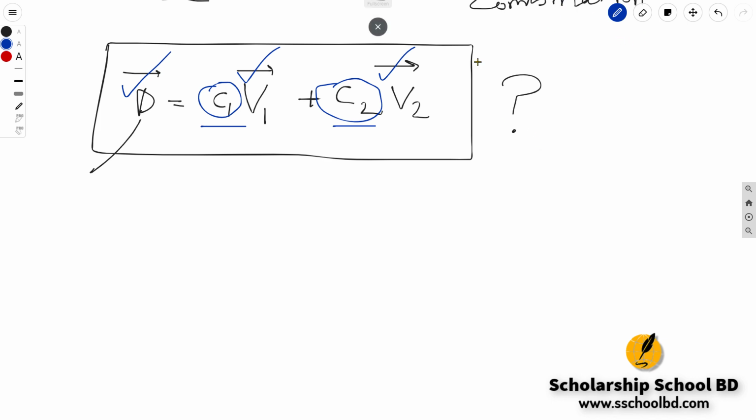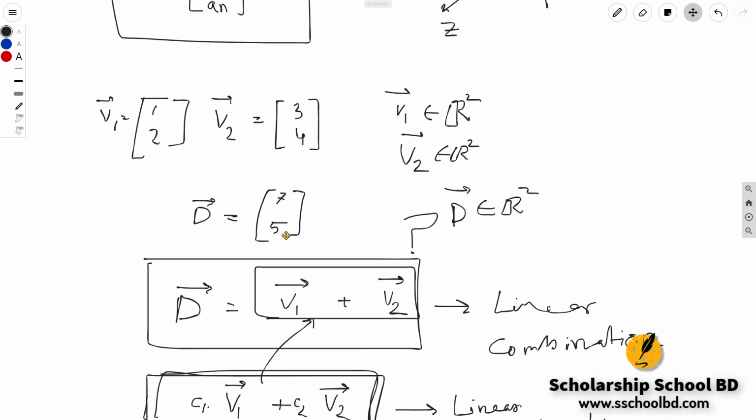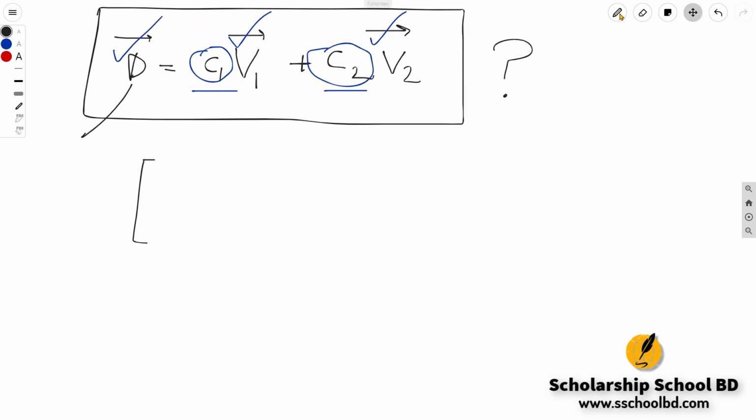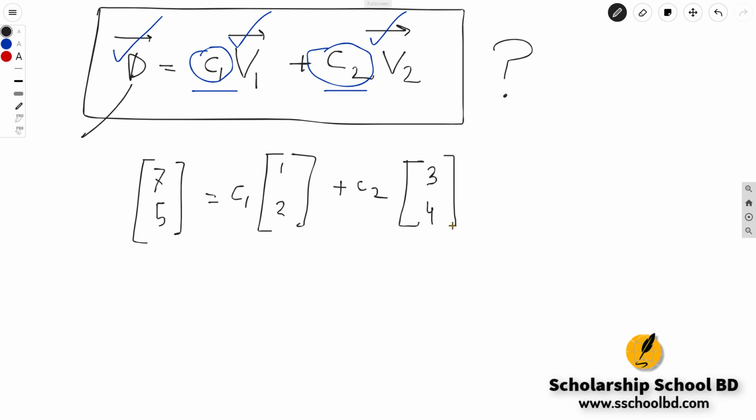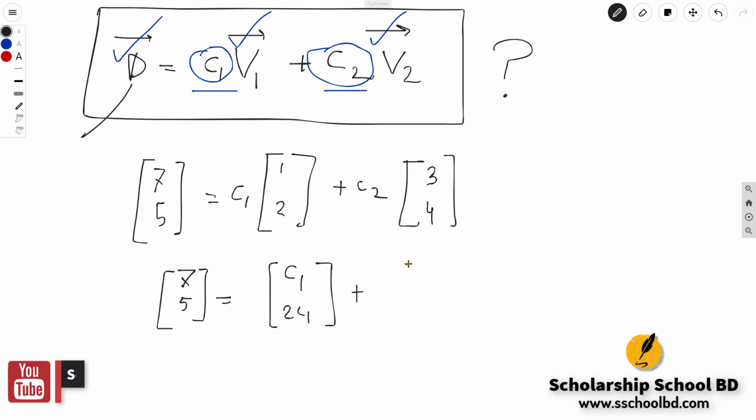So we can write down the equation in this way. d is given here as 7, 5. So according to this equation, we can write down d as 7, 5. And here c1 is unknown, so we don't know the value of c1. We are going to figure it out. And v1 is given as 1, 2, plus c2, and v2 is given as 3, 4. If we further simplify this expression, we can actually write it in this way: this is going to c1 and this is going to 2c1. So this is a matrix 7, 5 plus 3c2, 4c2.